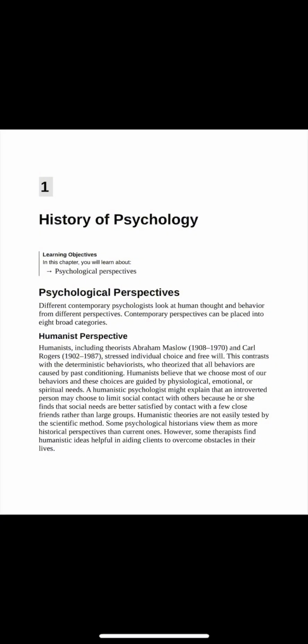Note that the research methods concepts you learn in this unit are important throughout the rest of the curriculum. On the AP test, you will be asked to apply research methods to answer multiple choice questions from each unit and in the free response questions. 1. History of Psychology, Learning Objectives. In this chapter, you will learn about psychological perspectives.